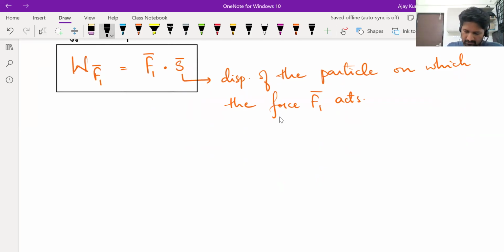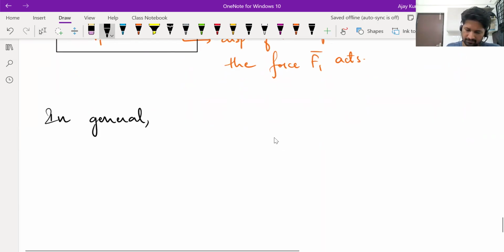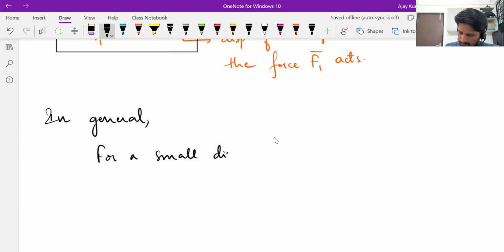Then in that case, in general, work done by a force is calculated as, or you can think of it this way. For a small displacement ds, you all know ds is so small a displacement that you cannot even tell how much it is. It tends to 0. It's not equal to 0, but it tends to 0. For a small displacement ds, any force F can be assumed to be constant.